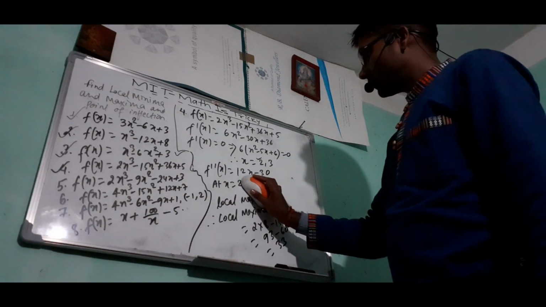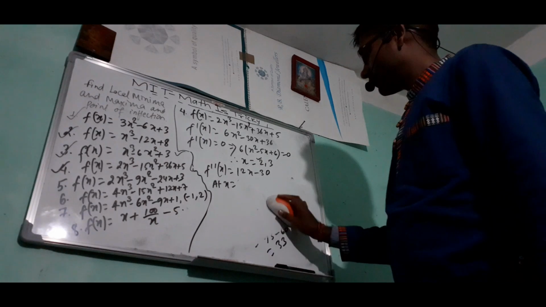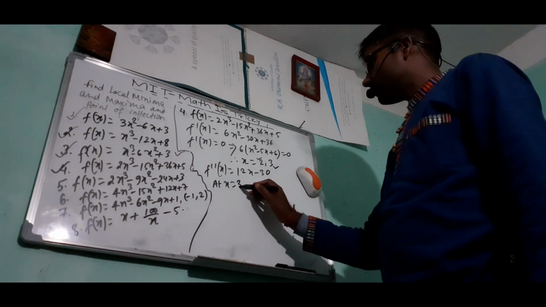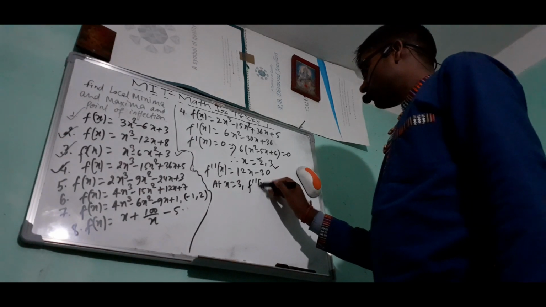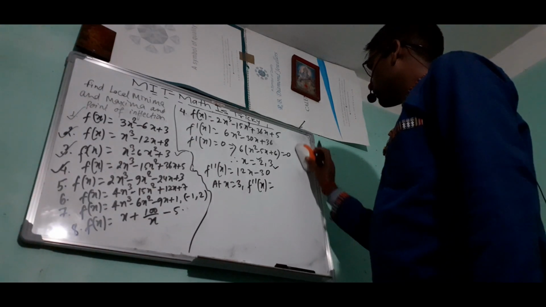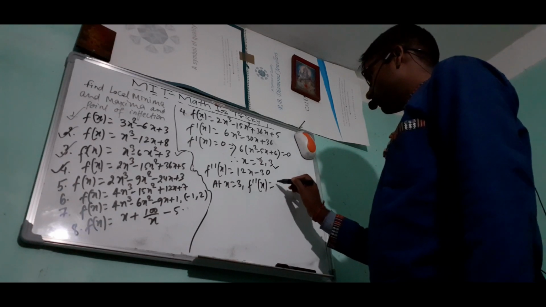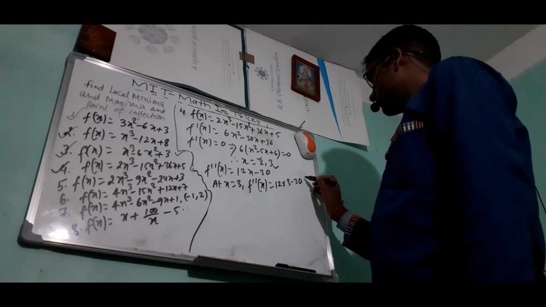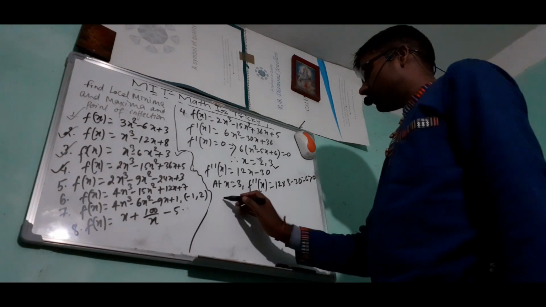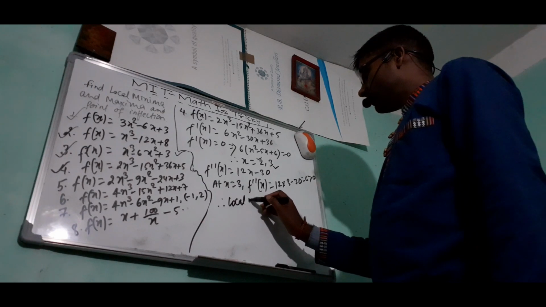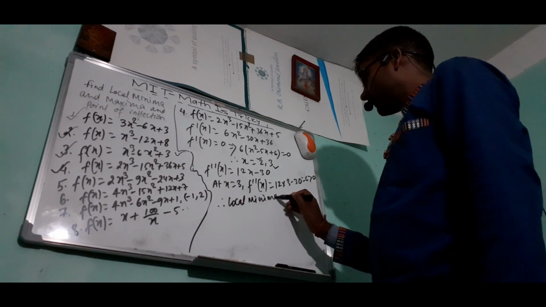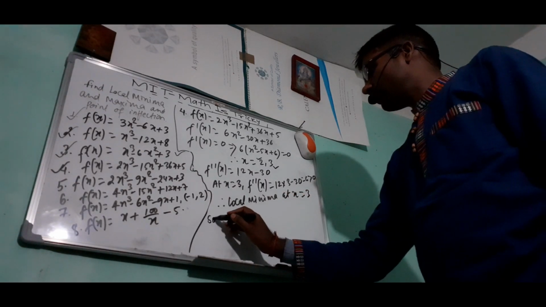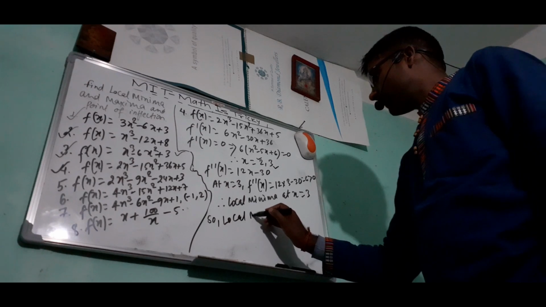Let's see at x equals 3. At x equals 3, f double dash x will be 12 into 3 minus 30, which is 36 minus 30, that is 6, greater than 0. Therefore, there is a local minima at x equals 3.